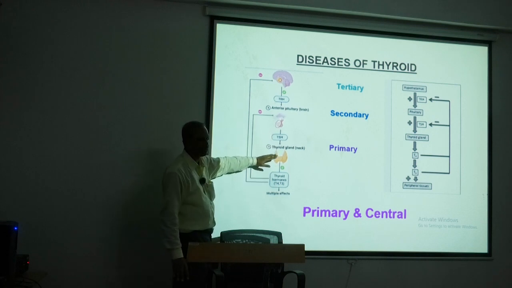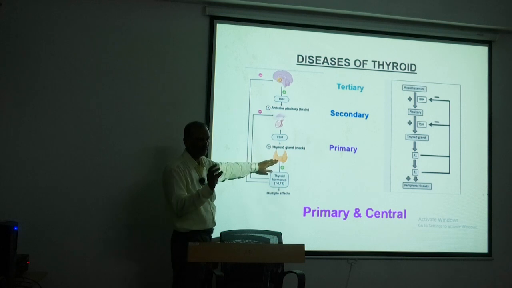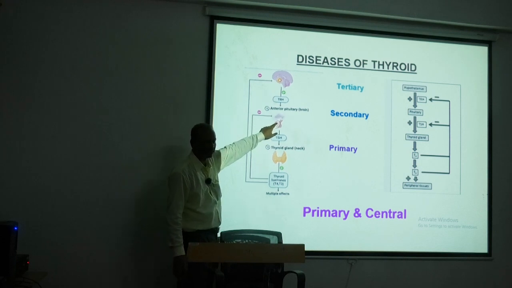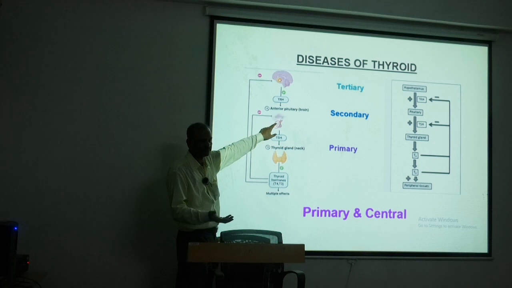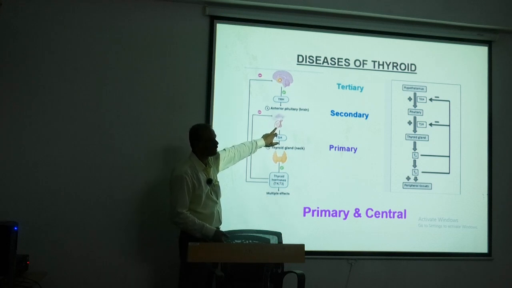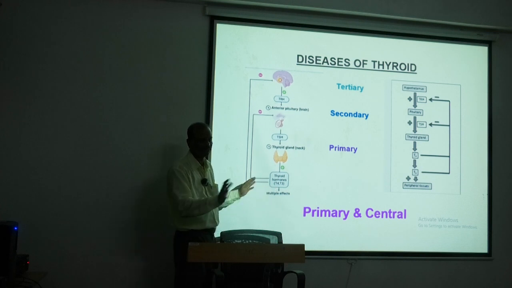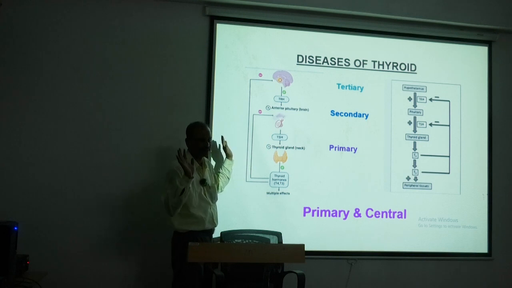See, I repeat, if the disease involves the thyroid gland, it is primary hypothyroidism, primary involvement. If the disease involves the pituitary, that is called secondary. The pituitary can also suffer from diseases while the thyroid is intact. If there is a tumor in the pituitary and it secretes more TSH, obviously more T3, T4 will be secreted, and the control mechanism will be lost because the tumor is not under the control of the normal mechanism.